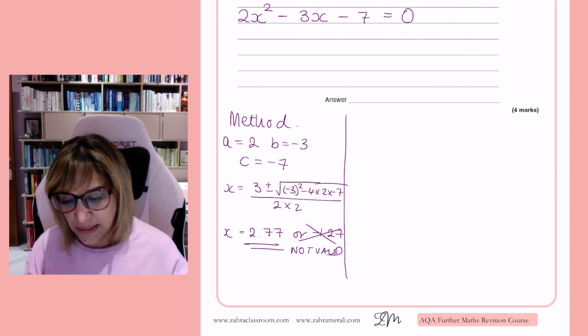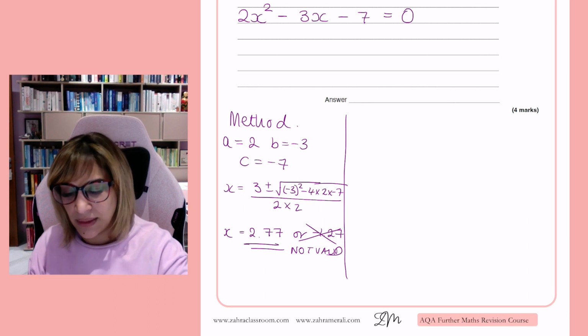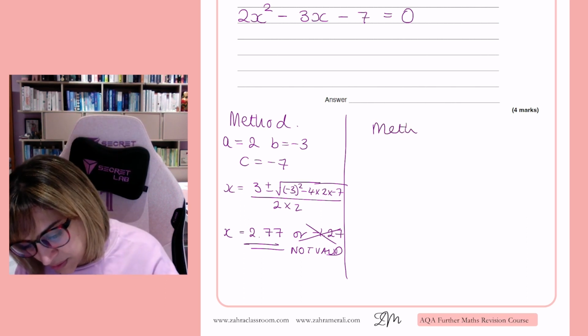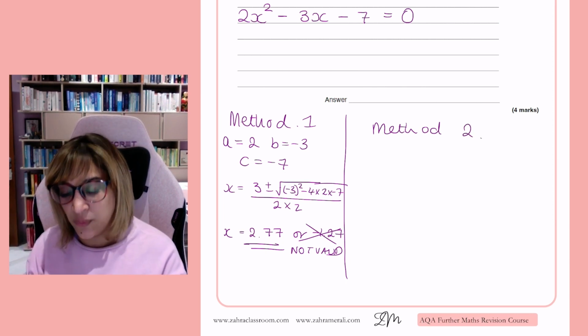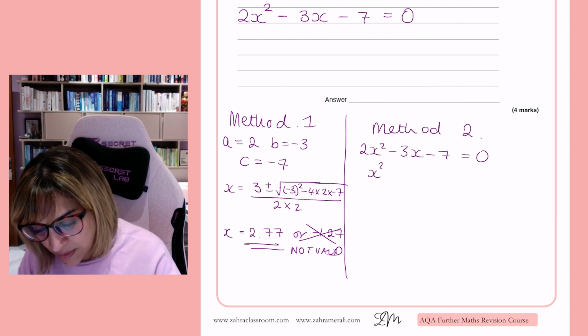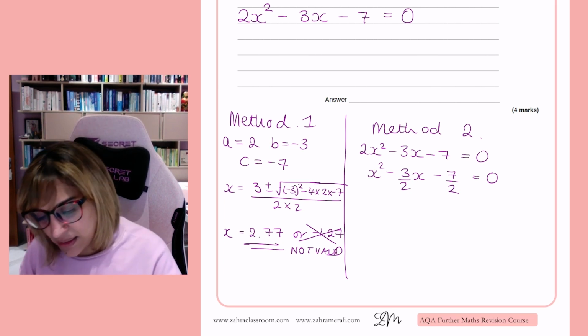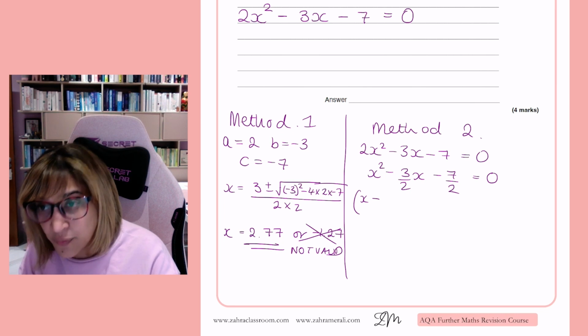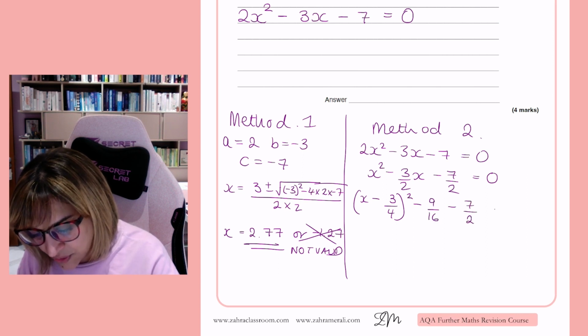That's the first way to do it, and you're just writing out your entire formula and then using your calculator. The other method, say method 1, method 2, would be using completing the square. So step 1, I would take that equation, and because it's got an equal sign, I can divide it by 2. So x squared minus 3 over 2x minus 7 over 2. I can now complete the square. So I can do x, half what's in front of the x, 3 over 4, squared minus 9 over 16 minus 7 over 2 equals 0.